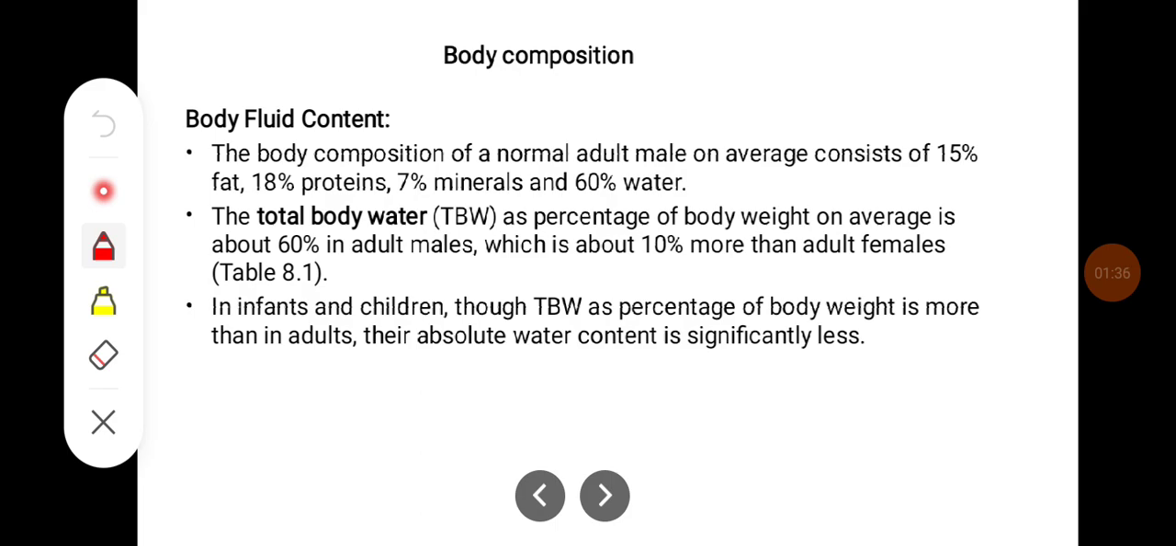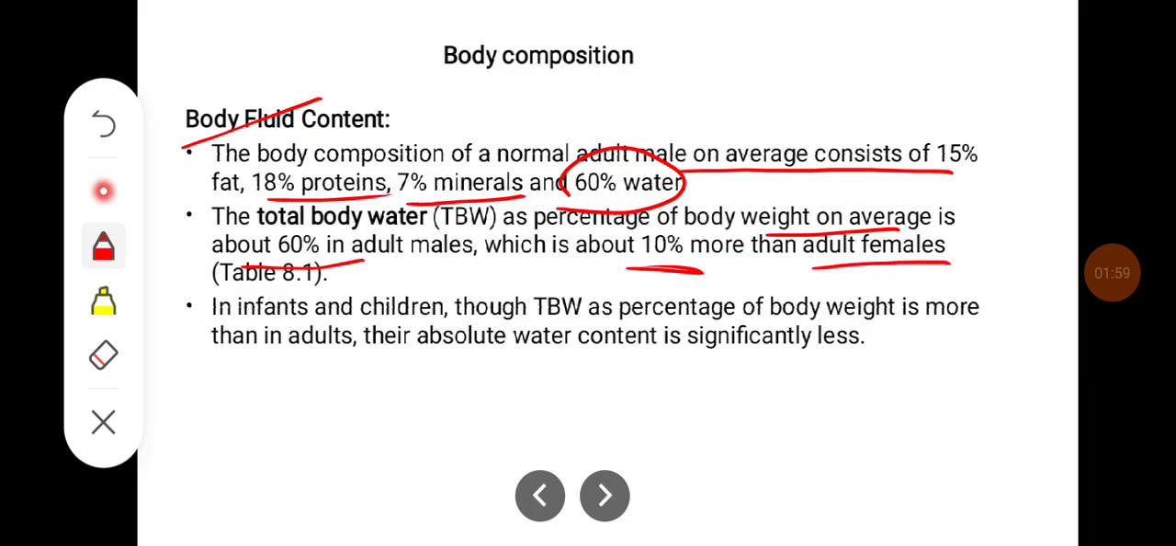Coming to body fluid content, the body composition of a normal adult male on average consists of 50% of fat, 18% of proteins, 7% of minerals, and 60% of water. The total body water as a percentage of body weight on average is about 60% in adult males, which is about 10% more than adult females.